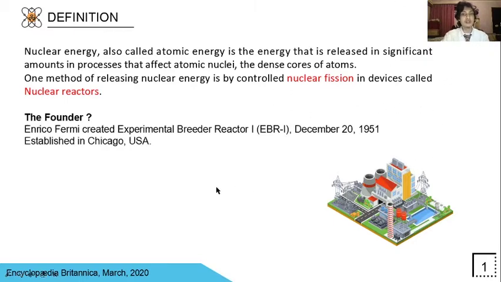Here is the founder of nuclear energy itself, Enrico Fermi, an Italian physicist and scientist. He created the Experimental Breeder Reactor 1, abbreviated as EBR-1, on December 20, 1951, established in Chicago, USA. He created this method due to nuclear advancement after World War II and during the Cold War. He thought about the possibility of changing the use of nuclear power from explosive and lethal weapons into something useful like electricity and something else. So he created EBR-1 in order to support their research.